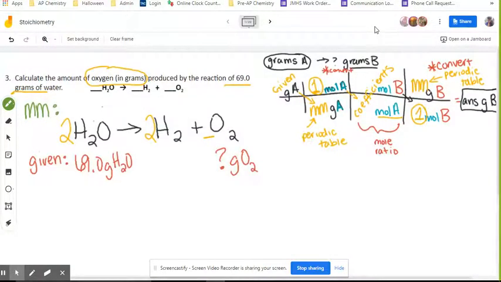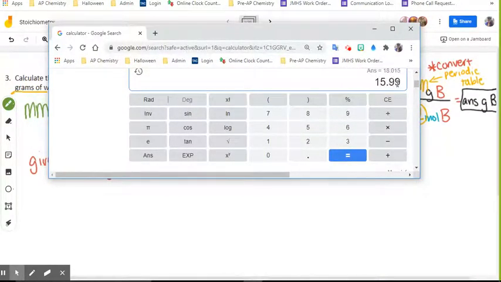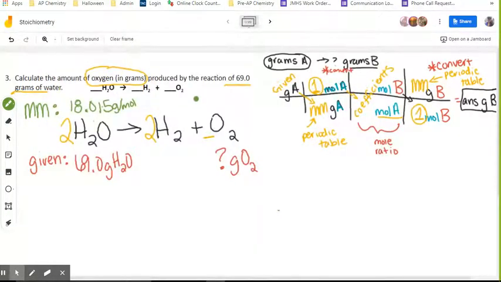So I'm going to put 18.015. And then we have this O2 over here, right? So the little 2 is telling me I have 2 of them. So I'm going to have 15.999 times 2, 31.998.